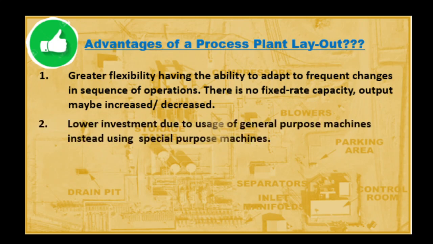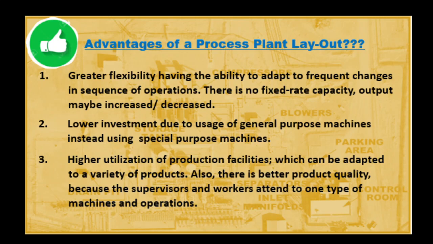Yun yung pinaka-disadvantage niya. So, another one is dahil gumagamit tayo ng general purpose machines instead of making use of special purpose machines, there is lower investment. So, another one, there is a higher utilization of the production facilities. So, unlike sa product plant layout, minsan lang dumadaan yung work natin. So, upon processing, nilipat siya doon sa another process o another equipment. Dito, higher utilization of the production facilities which can be adapted to a variety of products. Also, there's better product quality because the supervisors and then workers attend to one type of machine or operation. So, pwede natin pagandahin or in this case, wag naman, papangitin yung mismong pinaka-output natin.